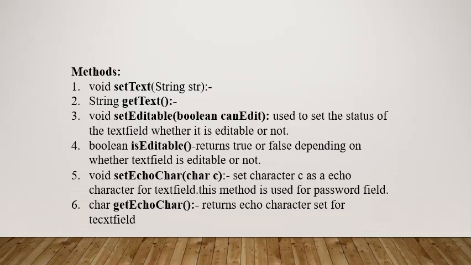So the methods are setText, as I said, getText, then setEditable, which is boolean, either true or false. isEditable will return whether your text field object is editable or not. With setEchoChar, it's not like asterisk all the time. You can give any character, so whatever you type, that particular character will be displayed. It can be asterisk generally. And getEchoChar will return which echo char you have already set.